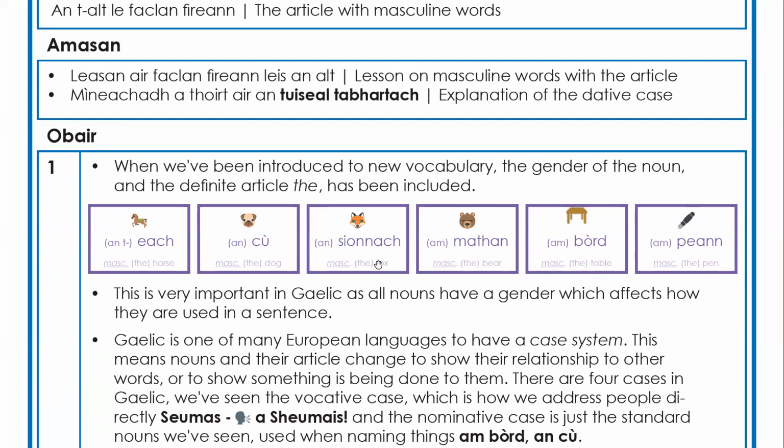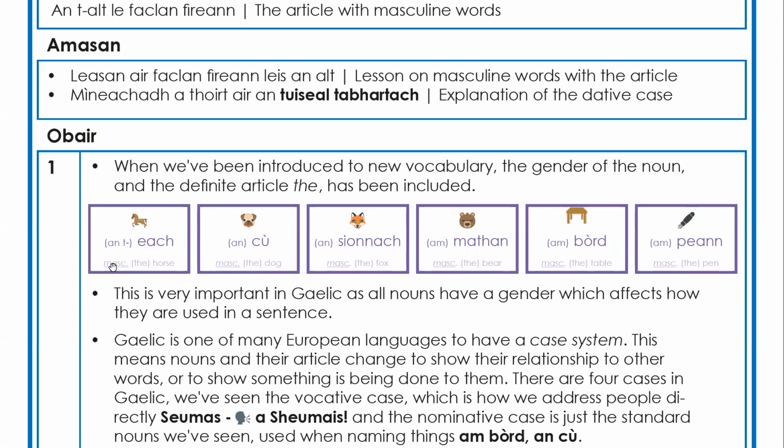Sionnach, a fox, the fox, an sionnach. Mathan, bear or a bear, but the bear, am mathan. Bòrd, table or a table, but the table, am bòrd. Peann, pen, the pen, am peann. So you can see that there's a number of forms here that the word the is taking in Gaelic. It's not just like in English, always the same.